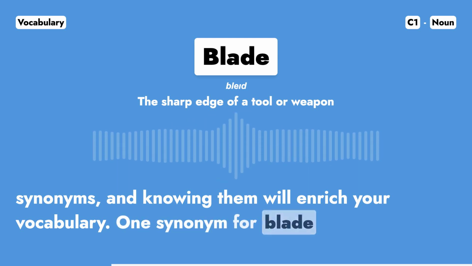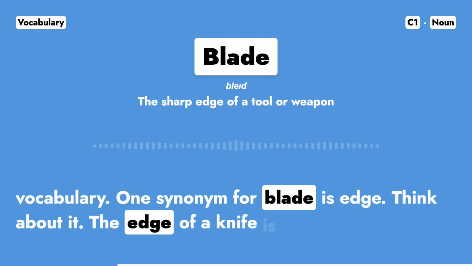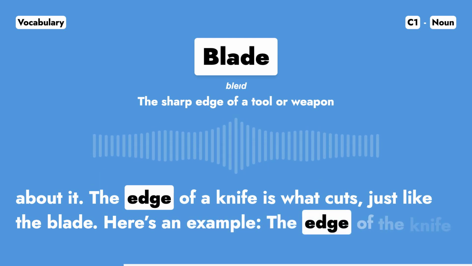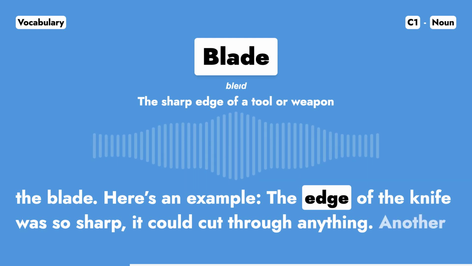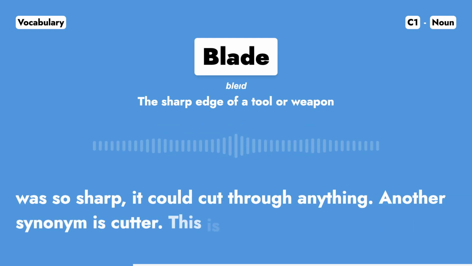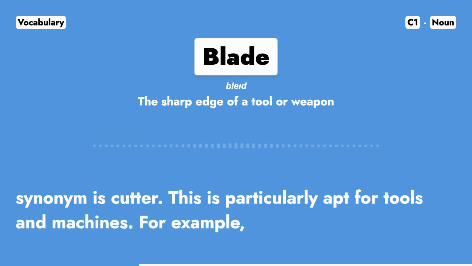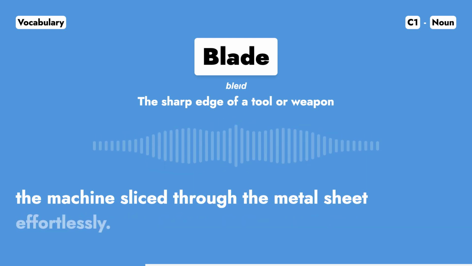One synonym for blade is edge. Think about it. The edge of a knife is what cuts, just like the blade. Here's an example. The edge of the knife was so sharp, it could cut through anything. Another synonym is cutter. This is particularly apt for tools and machines. For example, the circular cutter on the machine sliced through the metal sheet effortlessly.